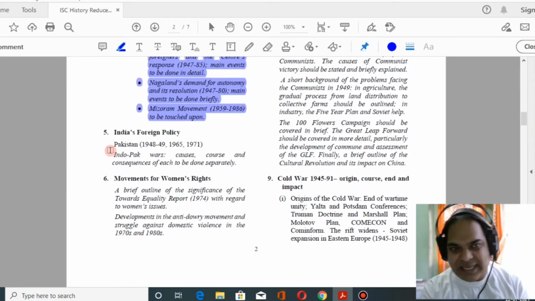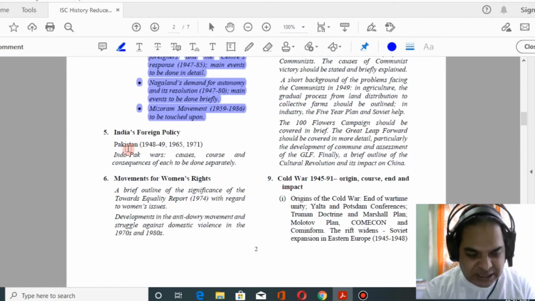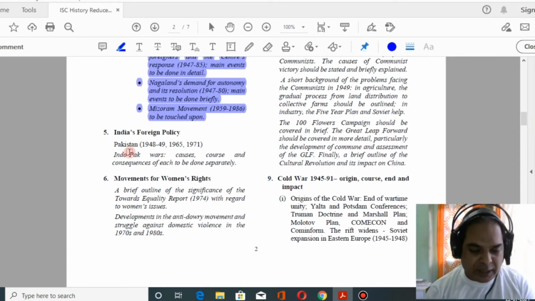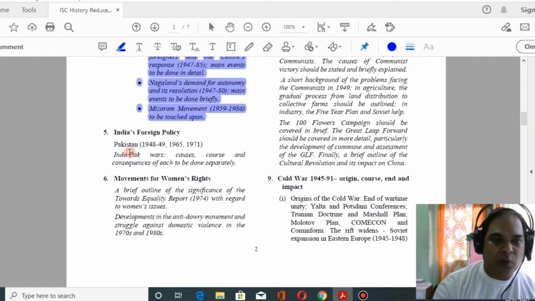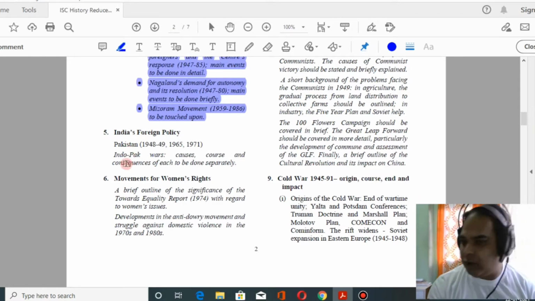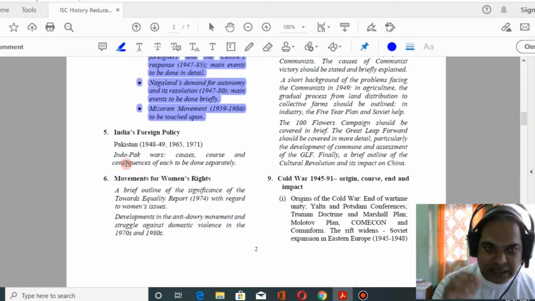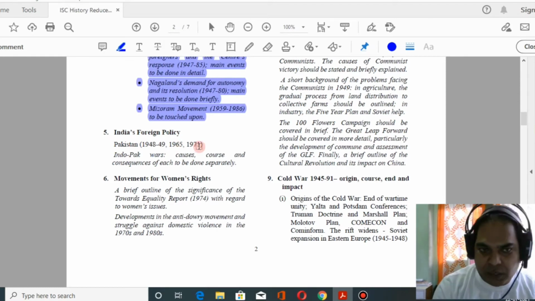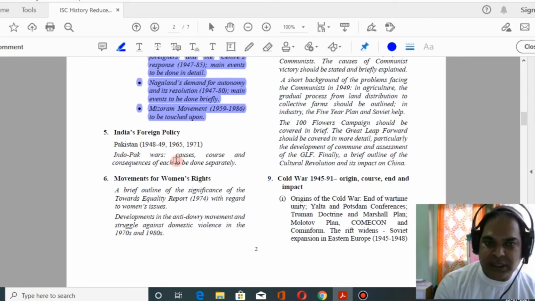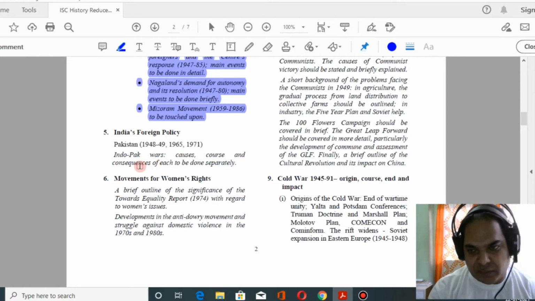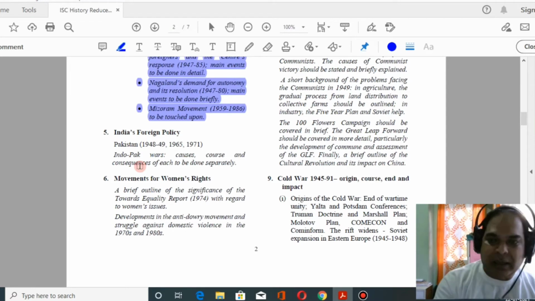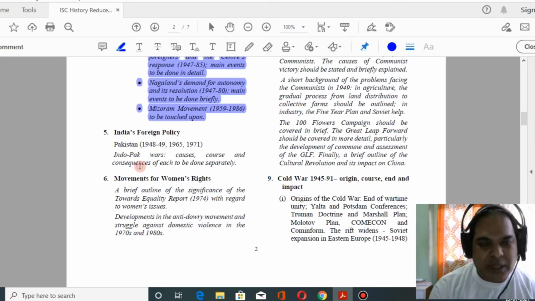So here the council has made certain changes. What changes? Last year the non-alignment movement was included, and the Sino-Indian war was included, but here those two topics are excluded. So India's foreign policy only deals this time with the Pakistan wars, that means the first Pak war, second Pak war, and the third Pak war. Here we have to study the causes, forces, and consequences of all three wars, which was excluded in the session 2020-21.